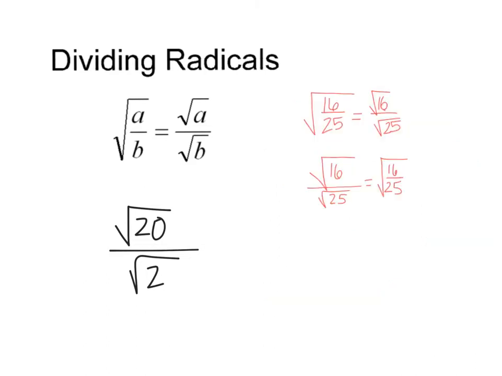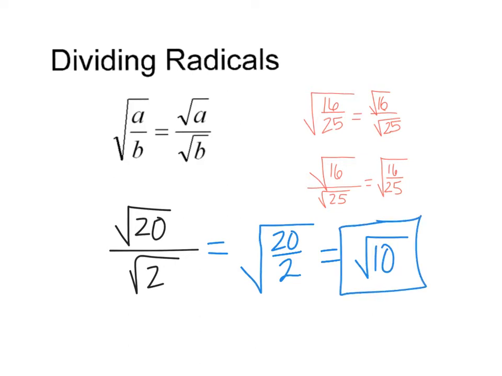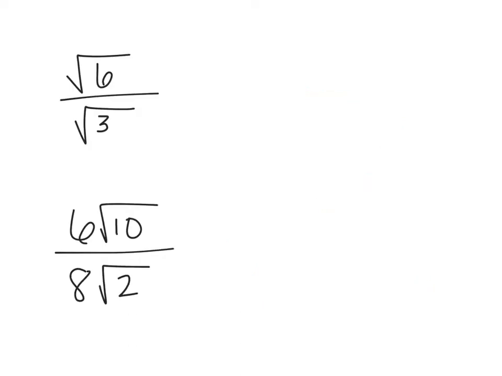Okay, so here would be a time when you would maybe use this. So I have the square root of 20 over the square root of 2. Now, neither of those answers is very nice. So what I can do is rewrite this as the square root of 20 divided by 2. Okay, now let's look what happens. 20 divided by 2 is the square root of 10. Okay, now I really can't simplify it any more than that, but that would be my final answer because I cannot divide that by any perfect squares.